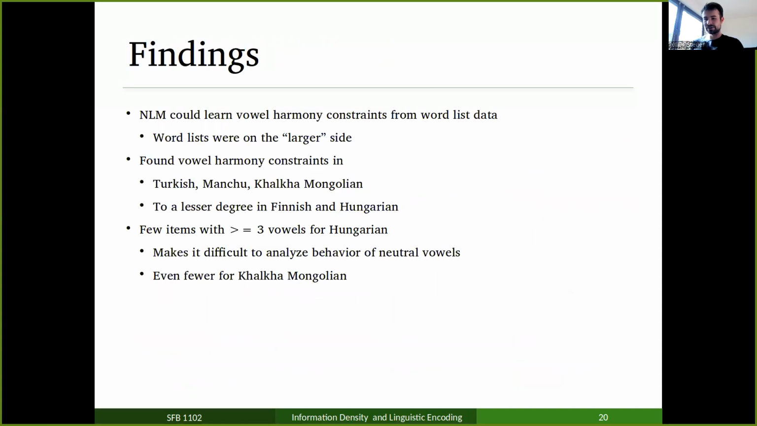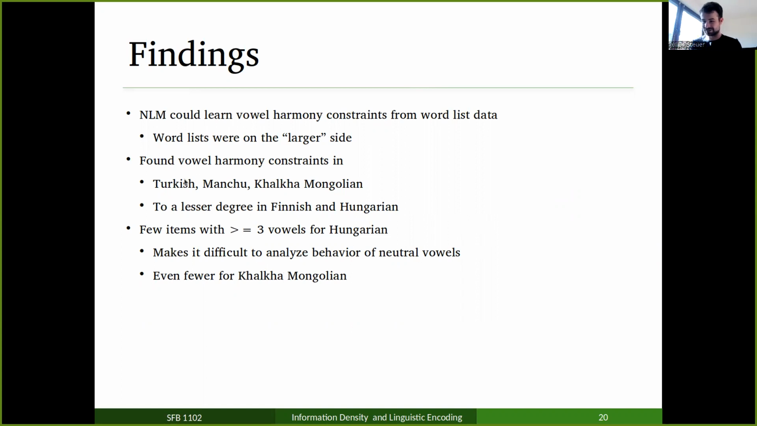Now to the discussion. We've shown that a neural language model can learn vowel harmony constraints from word list data, but word lists are also on the smaller side. The ordinary length of a word list is 100 items. That's the size of the Swadesh list. People found some time ago that this is too few and came up with larger word lists, like the one used in Arthur-Lex, but it's not certain that for every language such a large corpus is available.